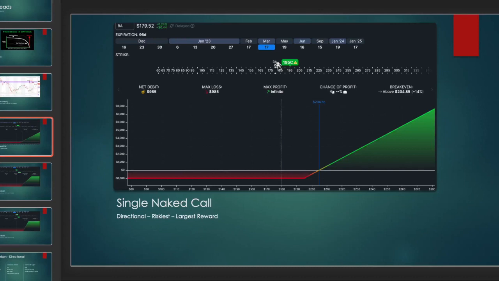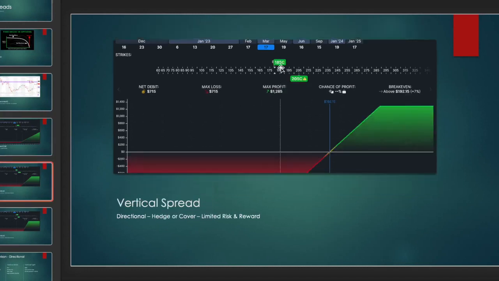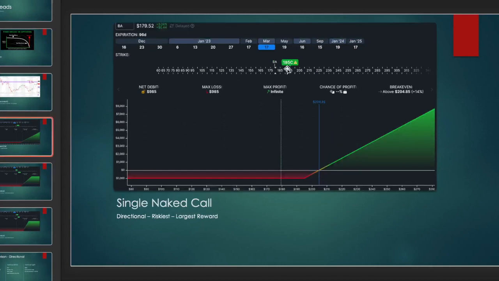The delta is higher on the lower strikes for the calls. Why? Just think about it. It's a lot more likely that it's going to reach 185, being at 179, than it is likely that it's going to reach 195. So when you're buying singles, you pick your strike price and that's fine.